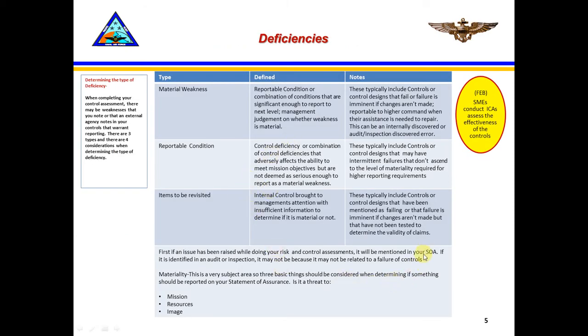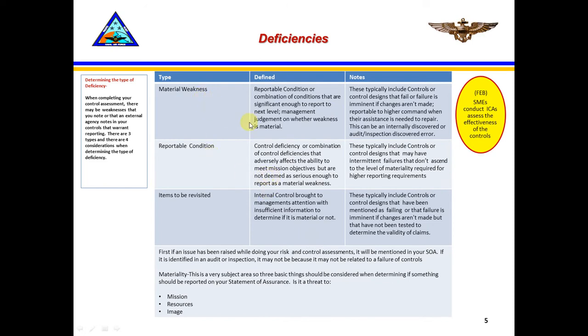So let's say that we go through the internal control assessment and we think that there are some errors. We think that we have some problems in our control environment. The biggest thing you should look at is determining whether or not that is material. And so material meaning, is it a threat to the mission, resources, or image? This is a subjective area, and so the command needs to take a look at what they feel is material to mission, resources, or image. If they determine that it is material, then we determine what type of weakness it is that we have in our control system.